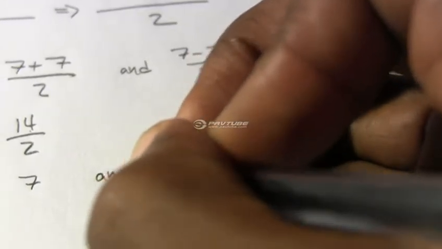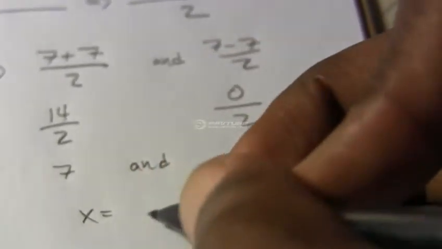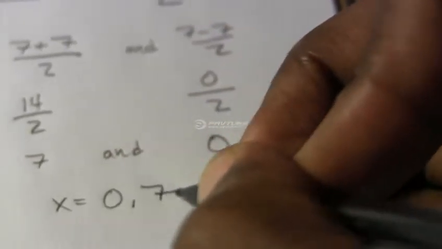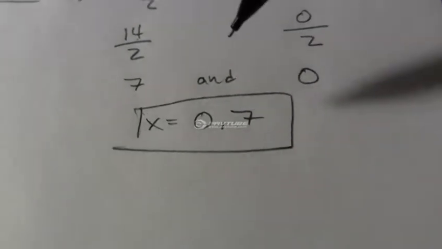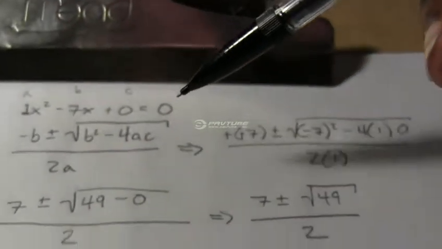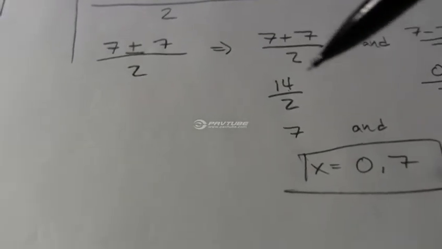So 7 and 0. So you can just come down here and say x is equal to 0 and 7, right? Which is the same thing we got over here. So it just proves that you can do it both ways. One way is obviously much faster. You have to go through all of this, but you get to the same place. Okay?